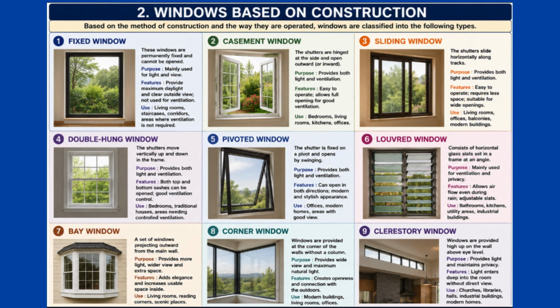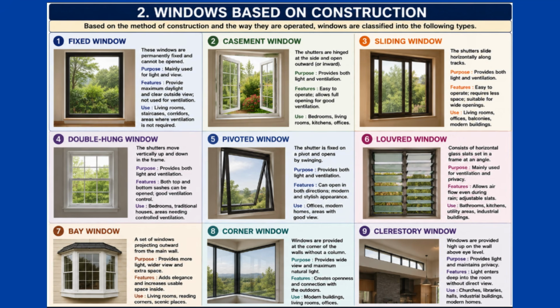2. Casement window. A casement window has shutters that are hinged at the sides and open either inward or outward. Features: opens like a door. Provides excellent ventilation. Can be opened fully. Easy to operate. Uses: bedrooms, living rooms, kitchens, offices. Main purpose: light and ventilation.